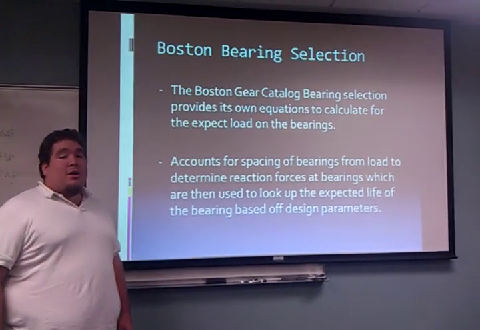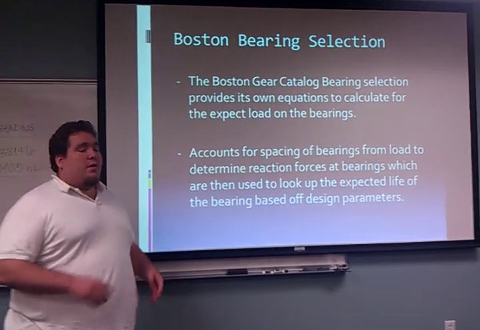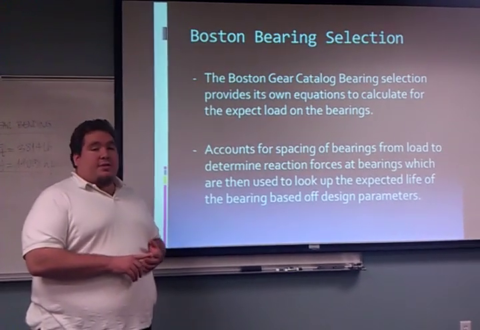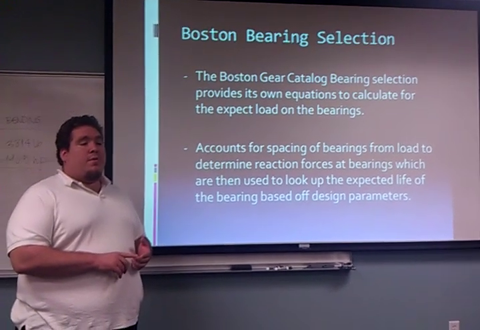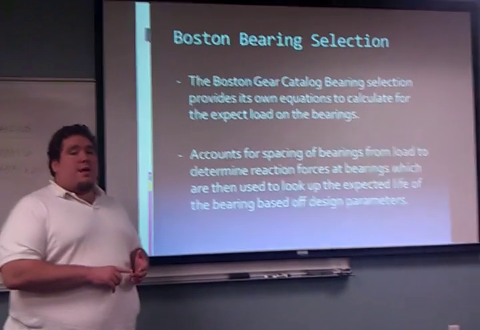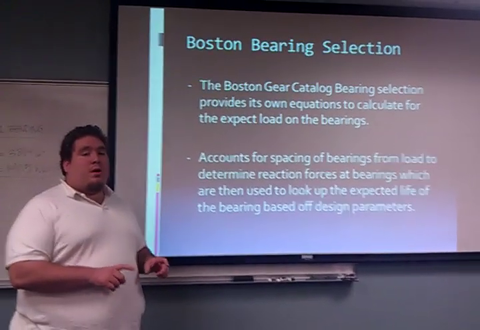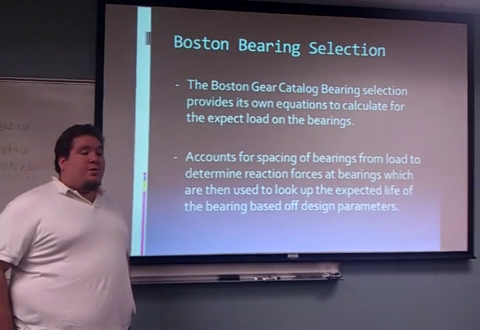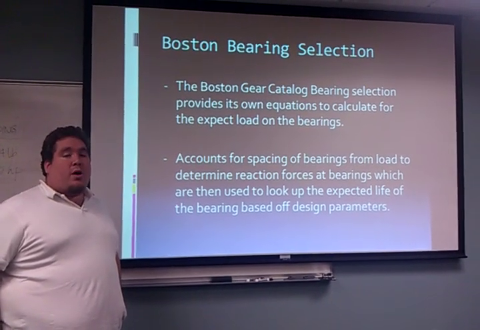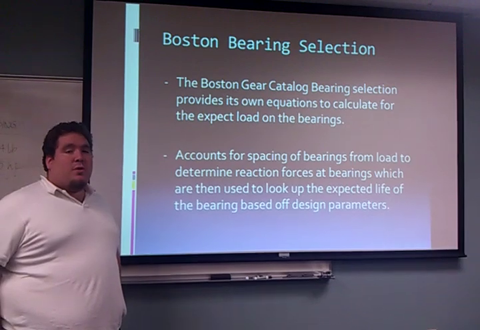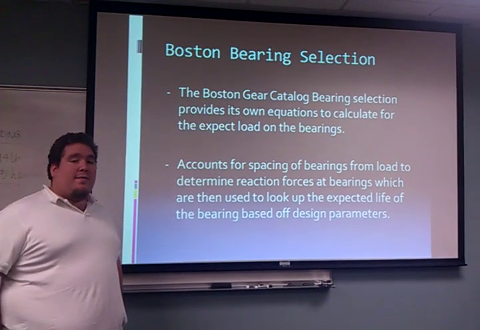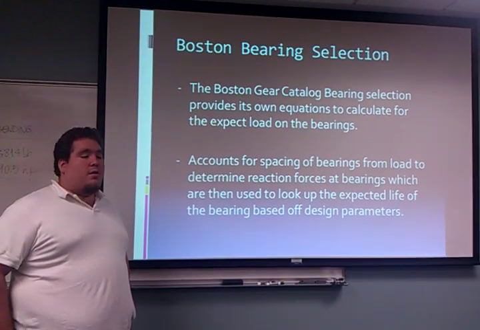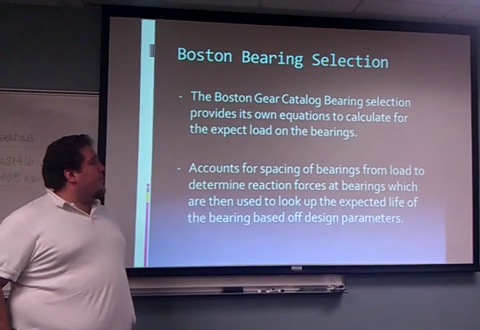For the Boston Gear catalog, it was primarily used taking into account the position of the drive load and then relative to the actual reaction forces, which is where the bearings are going to be. Then after you calculate to find the maximum load on the bearing, you go into your table and then you can find the expected life with the load that you're going to be applying to it.